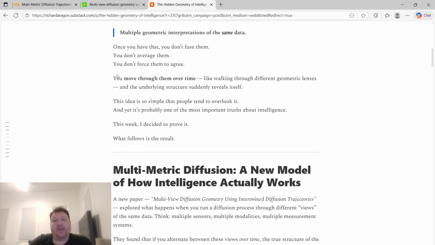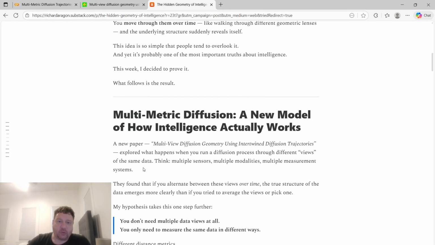Once you have that, you don't fuse them, you don't average them, you don't force them to agree. You move through them over time, like walking through different geometric lenses, and the underlying structure suddenly reveals itself. The idea is so simple that people tend to overlook it, and yet it's probably one of the most important truths about intelligence. This week, I decided to prove it, and here's what follows as a result.